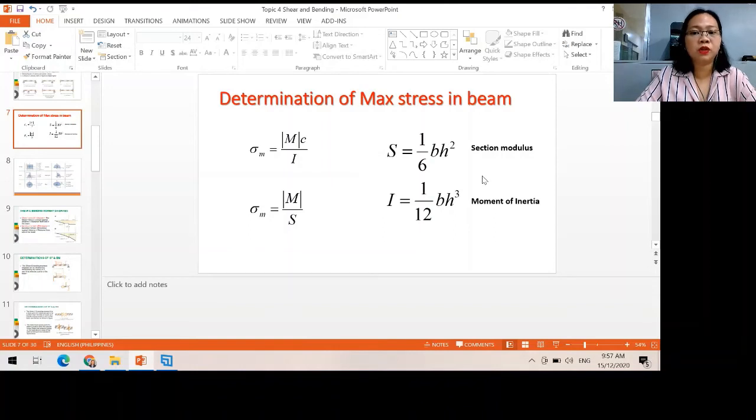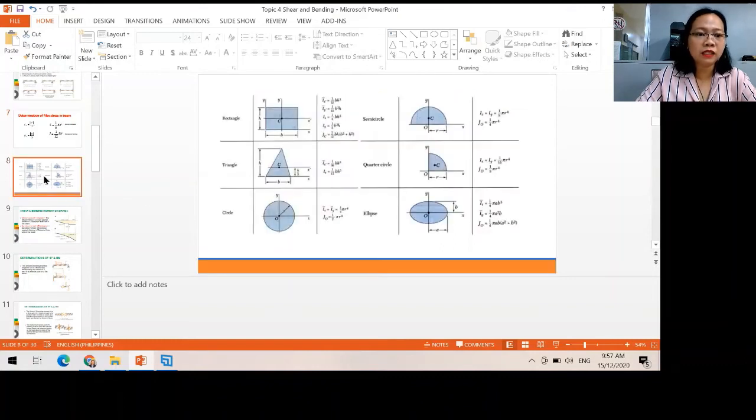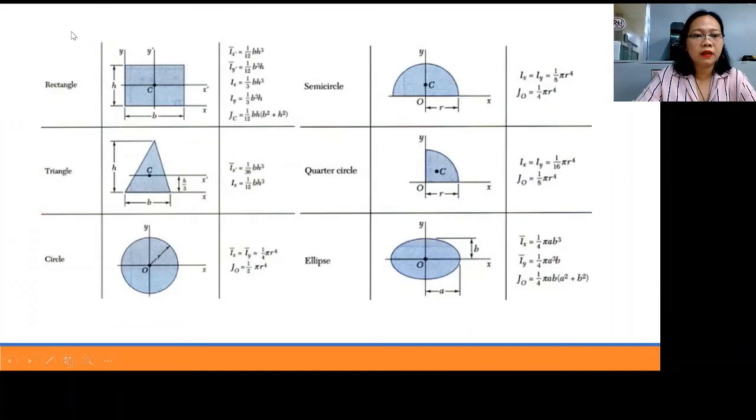How about if we have square, or circular, or a irregular shape of cross-sectional area of the beam? For example, we have I-beam, we have H-beam. So, hindi mo siya pwede gamitin yung formula. And that is why we have these formulas. Take note that for the rectangle here, you have this equation. Diba? I is equal to 1 over 12 BH cubed.